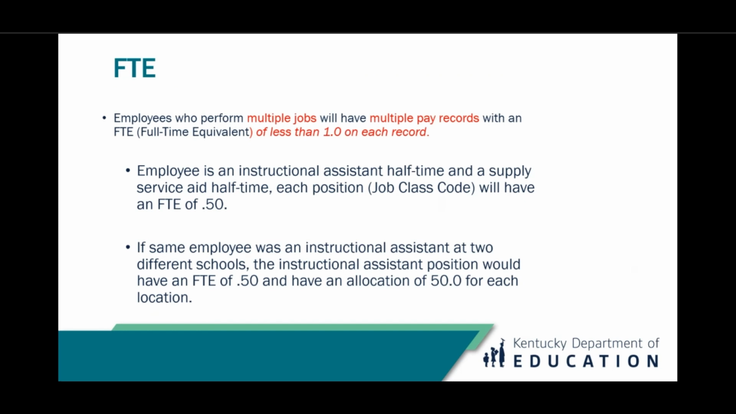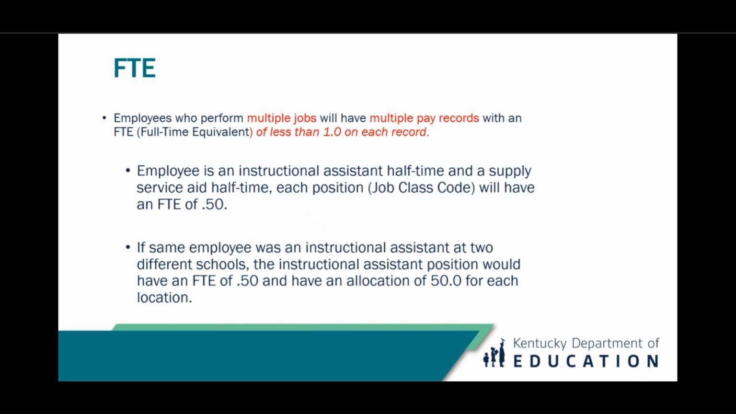So next, the other part of this is the FTE: employees who perform multiple jobs. Now, Betsy had 1 job. This employee performs multiple jobs. They will have multiple pay records with an FTE of less than 1, because it's got to add up to 1 across the multiple jobs that they have. So an employee is an instructional assistant half-time and a supply service aide half-time. Each position, think of it as job class code, will have an FTE of 0.5. So they're 50% in one position and 50% in the other.